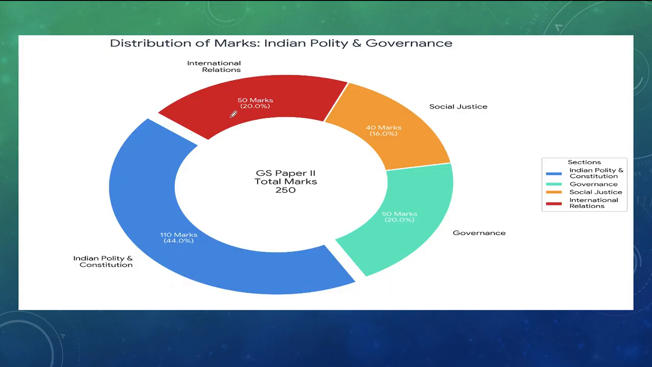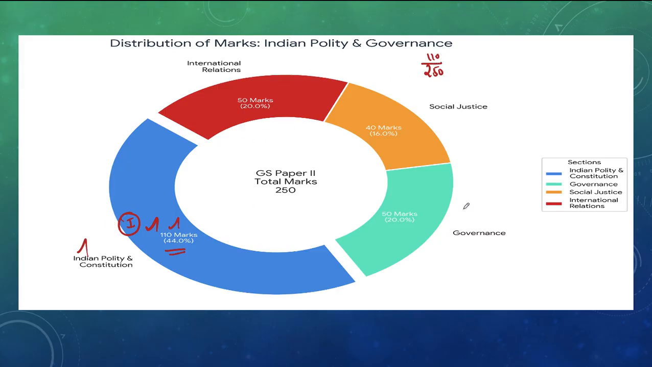Now, what is your mark-wise distribution and what is the approach you can take for GS Paper 2? Whenever you are preparing GS Paper 2, always start with Indian polity and constitution. This is a high priority area. It gets 44% of marks. Out of 250, around 110 marks come simply from the Laxmikanth book and some value addition resources.